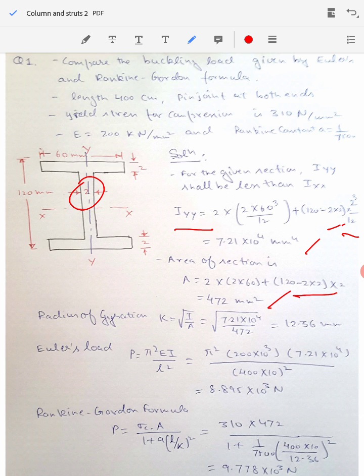Now you have the value of moment of inertia, you have the cross section area. You can calculate the radius of gyration by finding under root of I by A value, and the radius of gyration for this case will be 12.36 millimeter.